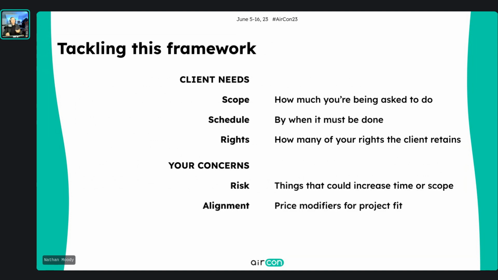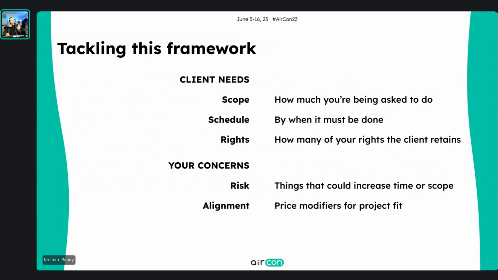Your concerns, besides covering your costs, are risk and alignment. Risk are things that could increase time or scope or the effort needed. And alignment is a price modifier based on how well the project fits for you. And that's not just, I'm a Foley artist, it's a Foley project. It's, I'm a Foley artist, it's a Foley project, I'm incredibly busy right now, but this is the kind of project I've always wanted to work on for the last 20 years. Those factors are alignment.